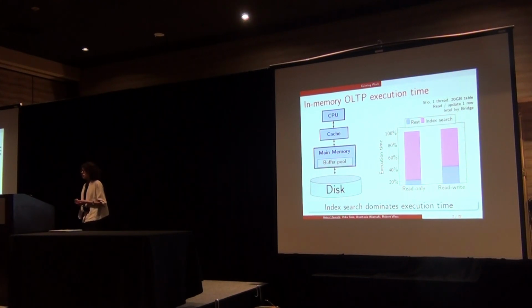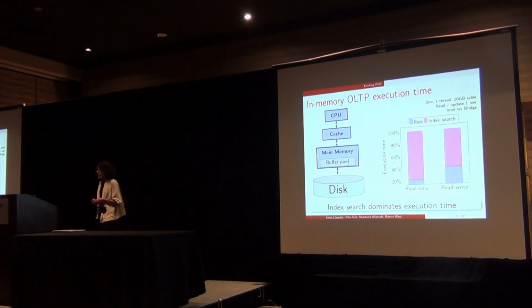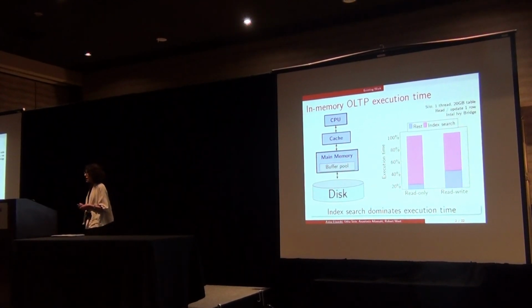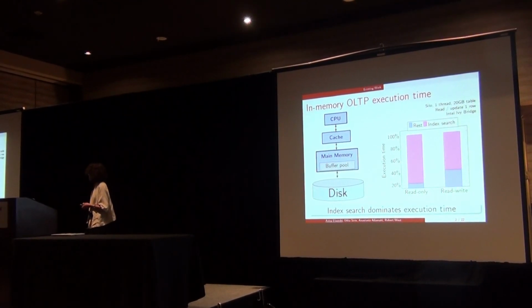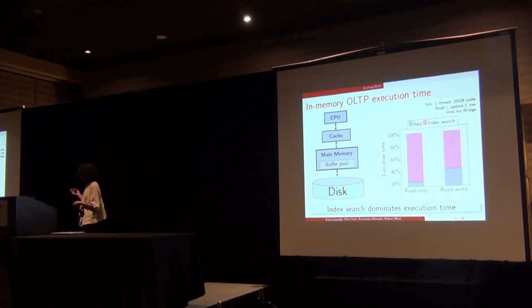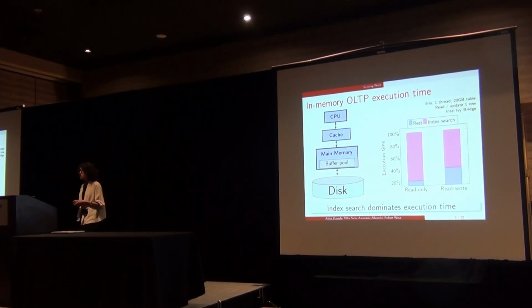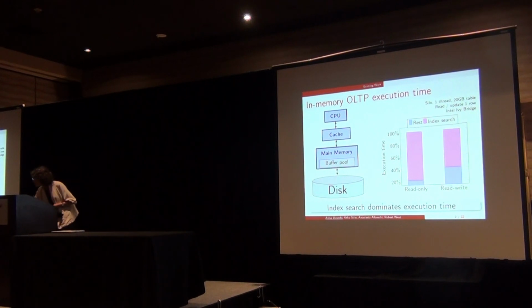So it would be interesting to see the execution time breakdown of an in-memory OLTP system. On the plot on the right, we can see the execution time breakdown of a state-of-the-art in-memory OLTP system, Silo, when run on two micro-benchmarks, a read-only micro-benchmark and a read-write micro-benchmark. As we can see, more than 60% of the time is spent on the index search operation. Thus, it is obvious that index search dominates the execution time of in-memory OLTP systems.